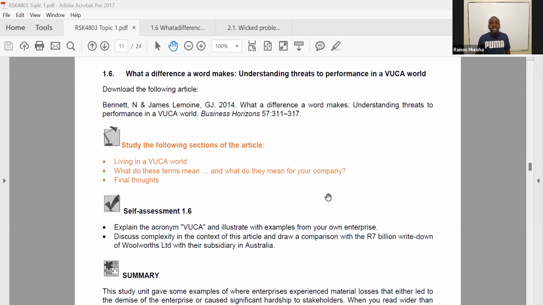Once we're done discussing each, I'll do a quick reference on where it was asked when you look at past question papers and how it was asked, so that you're able to see exactly how it was asked and how you can also expect such a question to be asked going into the future as well. So we are looking at the acronym VUCA.